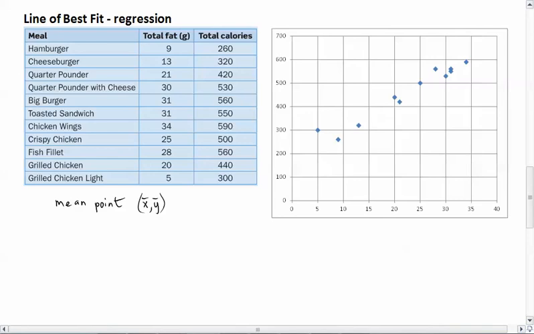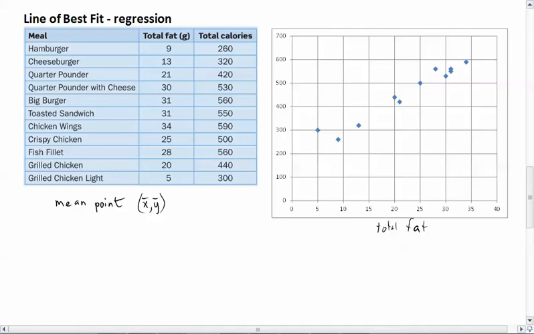You can tell that this is a linear correlation, probably a strong positive, right? This is probably a 0.9, maybe 0.85, okay, but definitely a strong positive correlation. So we're going to go ahead and try to write a line that fits this data. In order to do that, we're going to find this mean point. Now to do that, we're actually going to find the average of the x values, which is the total fat, and we're going to find the average of the y values.